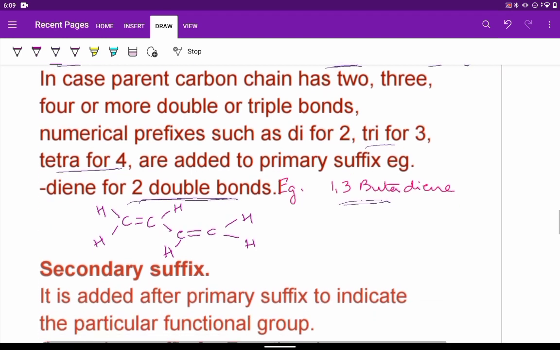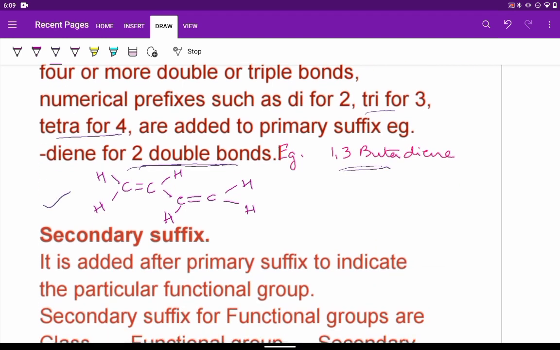As in the case of 1,3-butadiene. You see the structure, 1,3-butadiene. In this there are 2 double bonds. This is one double bond, another double bond. Double bond means ene, so ene should be the primary suffix. Here there are 2 double bonds in the same molecule, so the primary suffix becomes diene. 1,3-butadiene. Why is it buta?